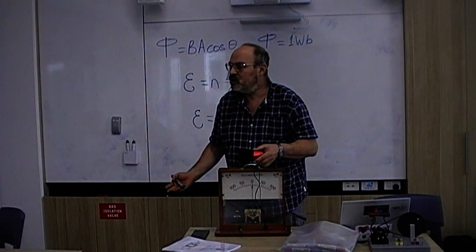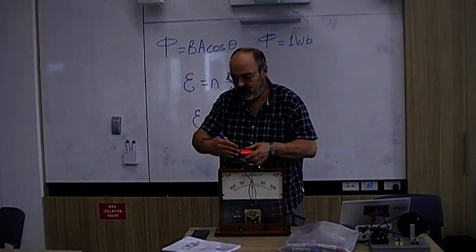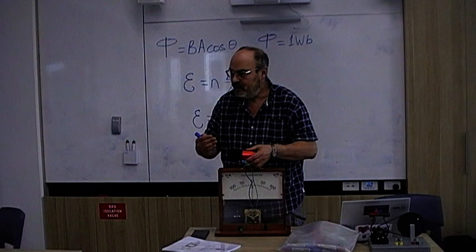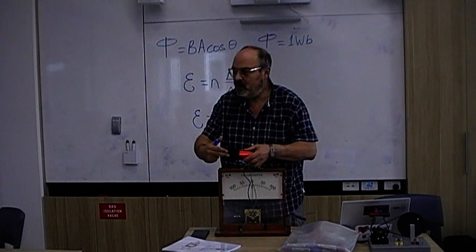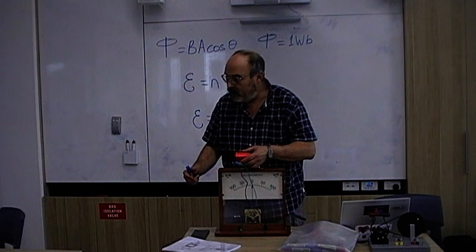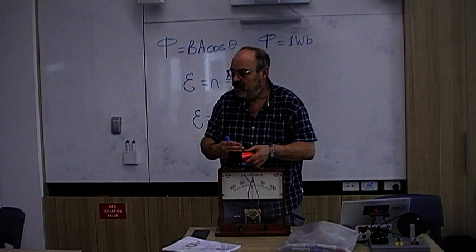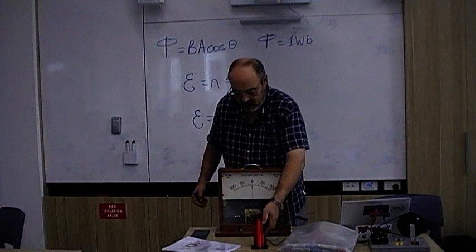It's not the cross-sectional area of the wire. It's the area of the coil. In this case, it will be the area of the circle. You don't include the number of turns, it's just the area. Just the cross-sectional area of the coil.